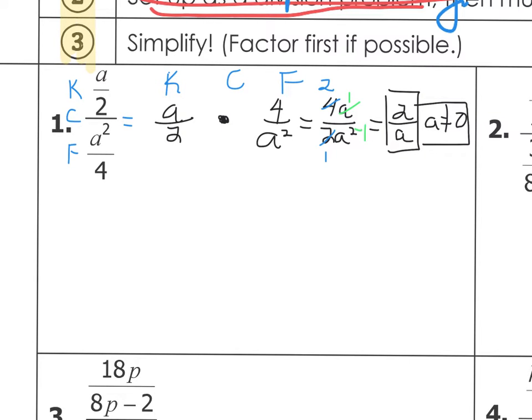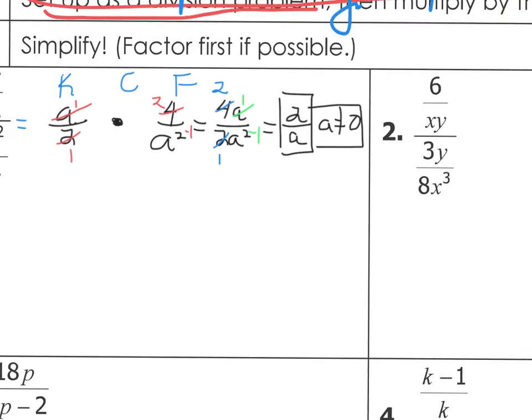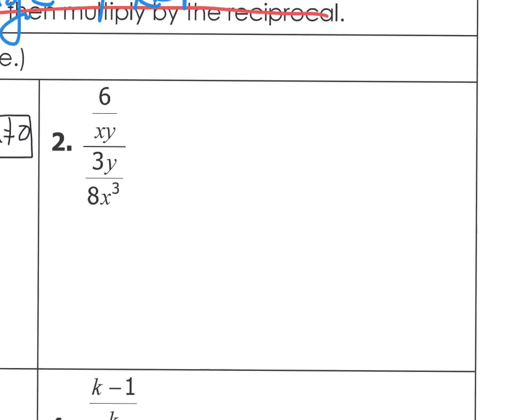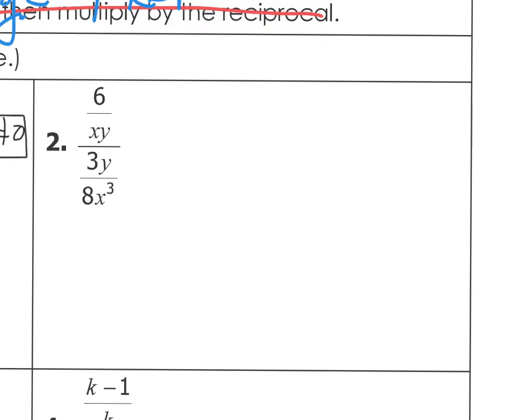So I can cancel diagonally. If this is a to the first, this entire a to the first is going to cancel with one of those. This 2 divided by 2 is 1, 2 goes in here 2 times. And then you could have just multiplied 1 times 2 is 2, 1 times a to the first is a to the first. So that's the way you're going to see me doing it from now on, but if you prefer to multiply straight across, that's all up to you.